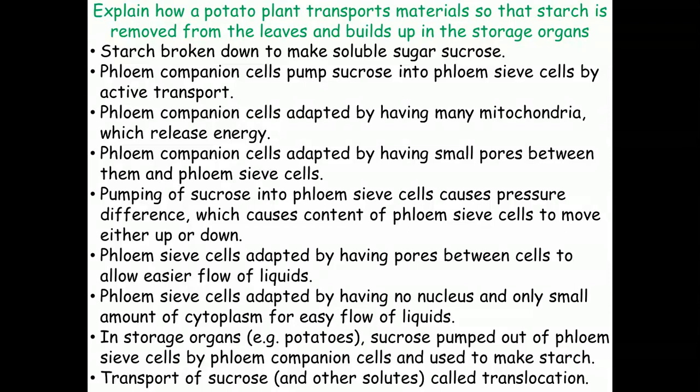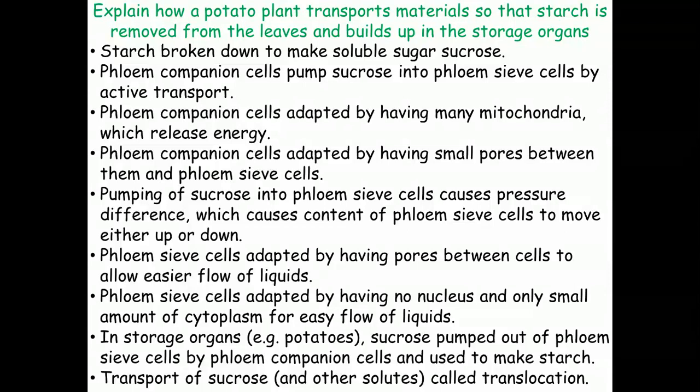There's also pores between the phloem companion cells and the sieve cells. Then pumping of sucrose causes a pressure for the content in the phloem sieve cells to either move up or down. Now those phloem sieve cells are adapted because they have pores between the cells, and therefore sucrose can move from one phloem sieve cell to the next. They also are adapted because they have no nucleus and only a small amount of cytoplasm, and that makes it easier for the sucrose to flow through.